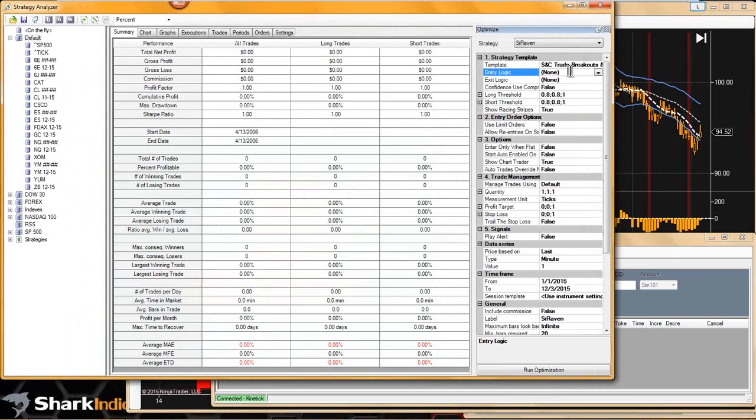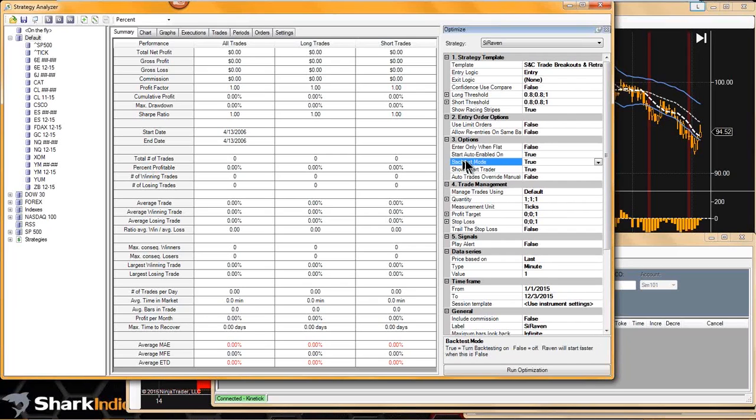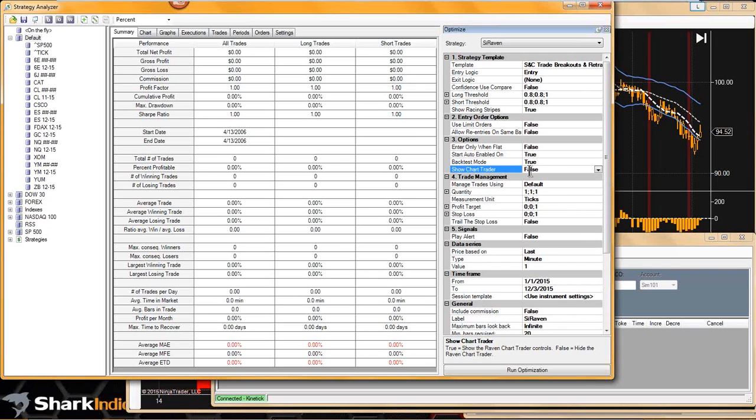Okay. So let's set the entry logic. There we go. And okay, so there is no exit on this. And we want to do a back test. So to do some back testing, we have to take the start auto enabled, set that to true, and then the back test mode is possible, and so that's set to true. So there we go. And so let's see, in the strategy analyzer, let's turn the chart trader off, because you get some weird things when you get chart trader turned on. So for the strategy analyzer, turn that off, set it to false.